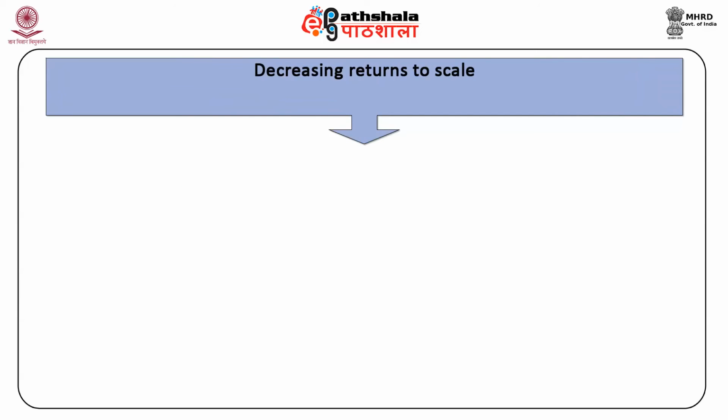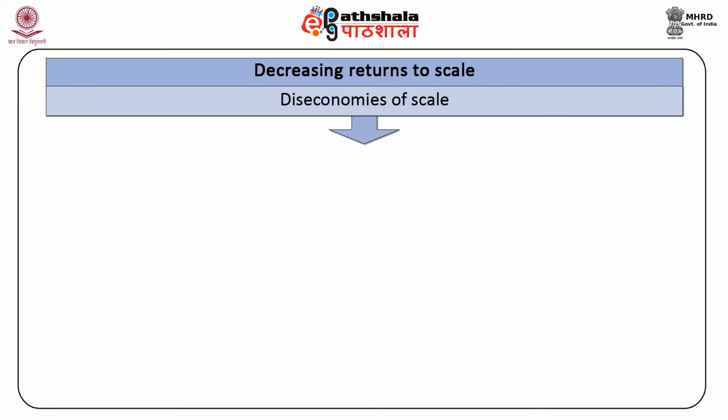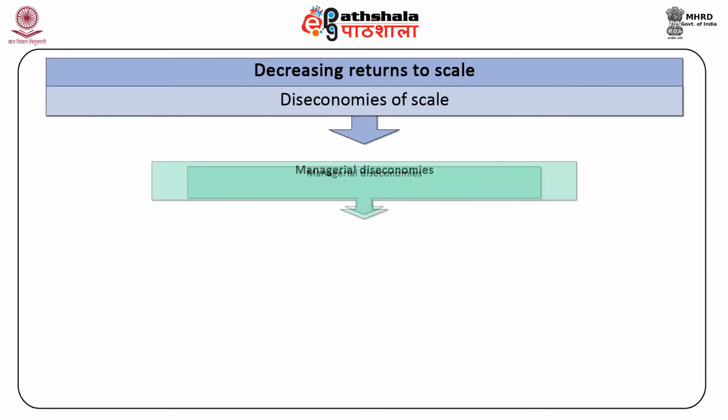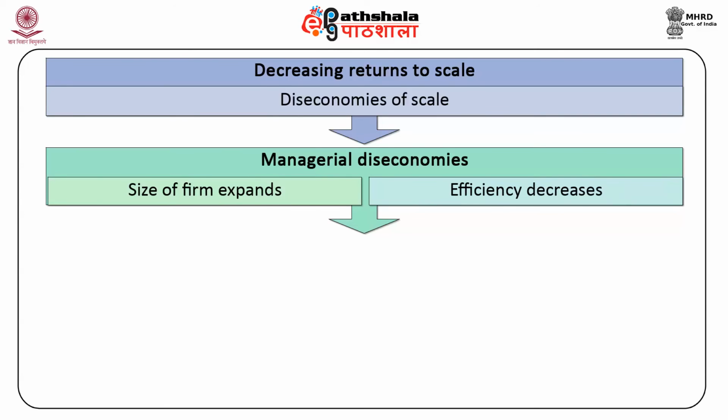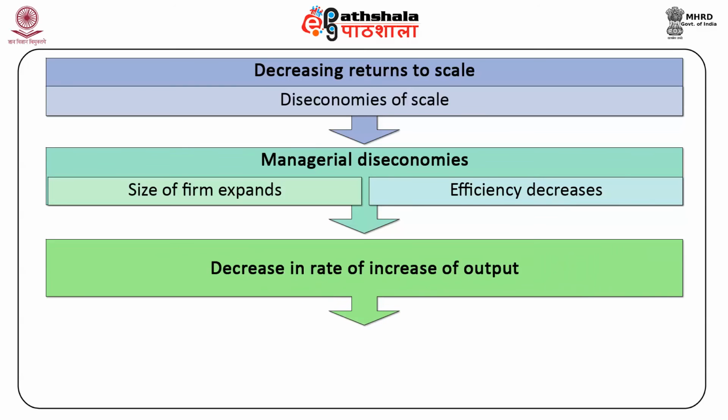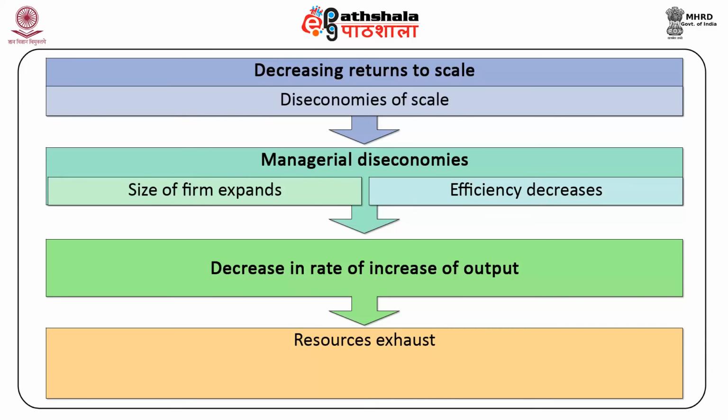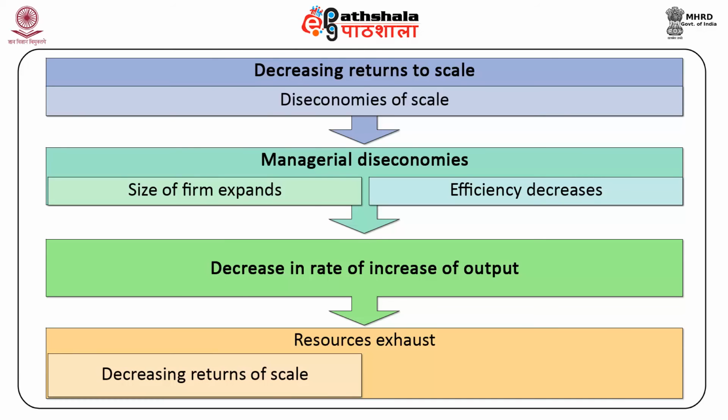Decreasing returns to scale happens because of diseconomies of scale, mainly when there are managerial diseconomies. As the size of the firm expands, managerial efficiency decreases, causing a decrease in the rate of increase in output. Moreover, when the natural resources exhaust in nature, then also decreasing returns to scale appear.